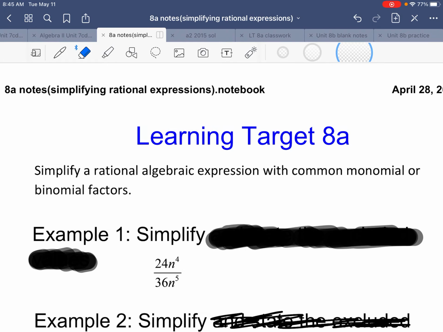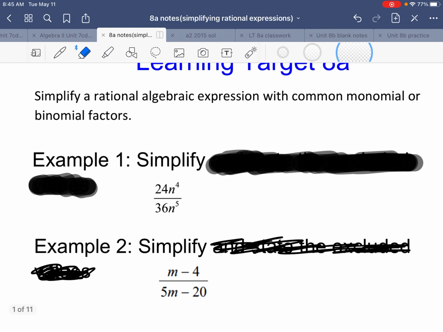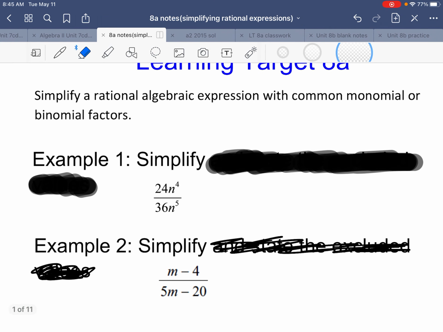This is Learning Target 8A Notes. So we're simplifying rational algebraic expressions with monomials and binomial factors. So example 1, we have 24n to the fourth, that's a monomial, in the numerator, and then the denominator is 36n to the fifth.